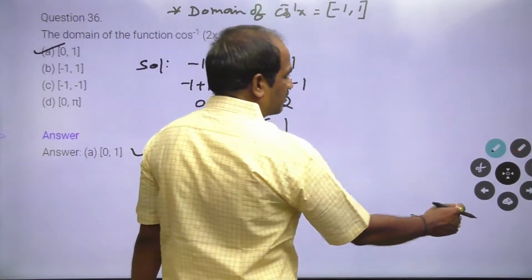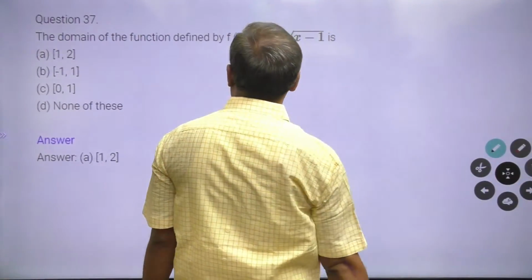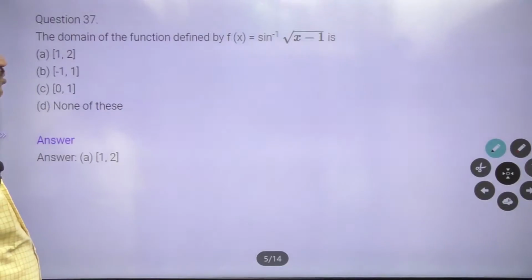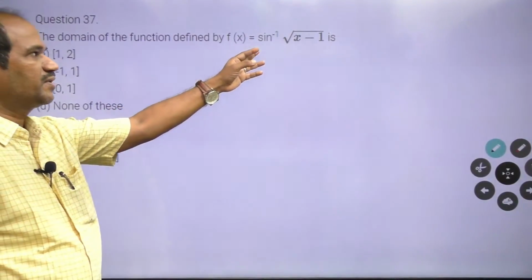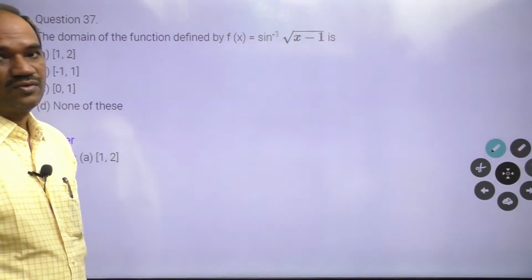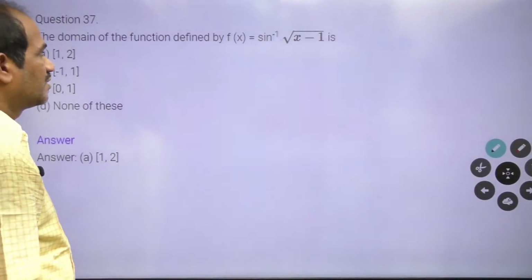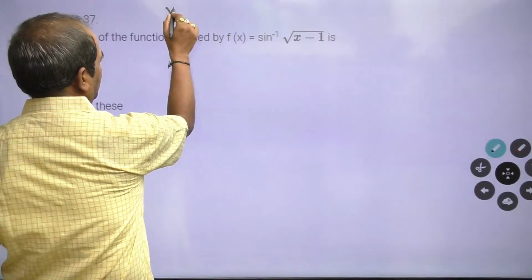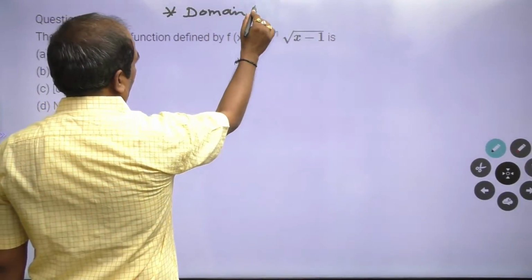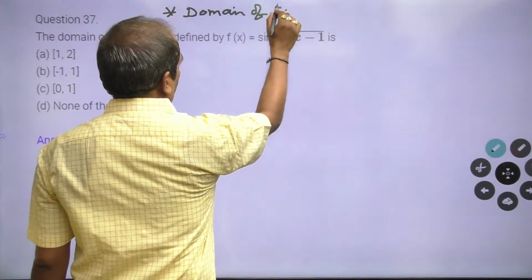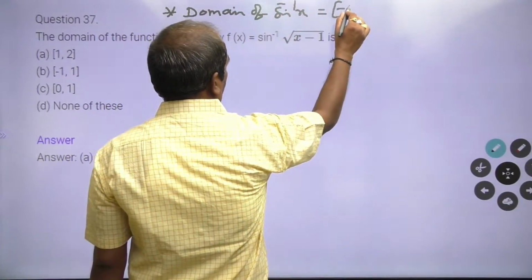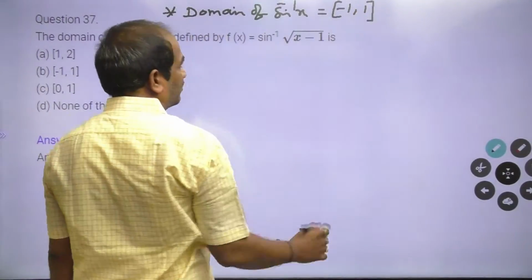Okay, right. Next problem. In this next problem, the domain of the function defined by f of x equals sin inverse of root of x minus 1. Domain of sin inverse x is the closed interval minus 1 comma 1, this is the domain.